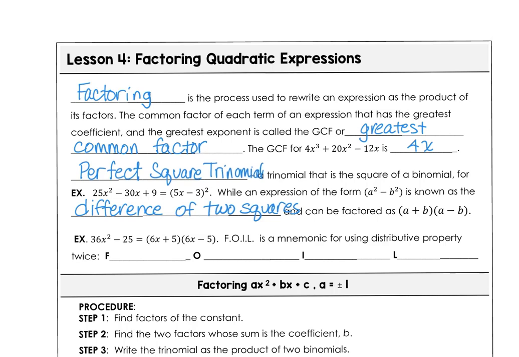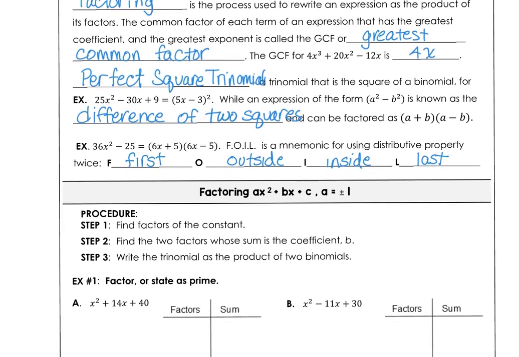And FOIL, that's a mnemonic for using the distributive property twice. You might have learned that in Algebra 1: first, outside, inside, and last. That way you make sure that you have covered all of the distributive property correctly.